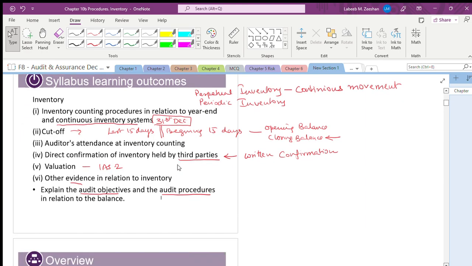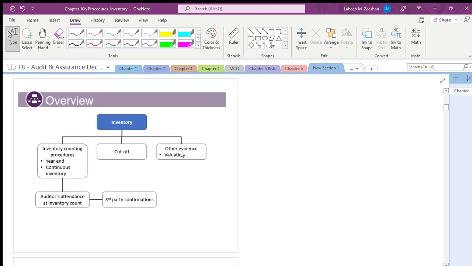Now, when you are doing the inventory, what are the precautions you have to take? When you are talking about the inventory, they are the same thing. They have put it in the pictorial form. You are talking about the inventory counting procedures, year-end, perpetual inventory. You are talking about the cutoff. Is there any other evidence in terms of valuation? We are talking about the auditor's attendance, and most importantly, we have third-party confirmations.